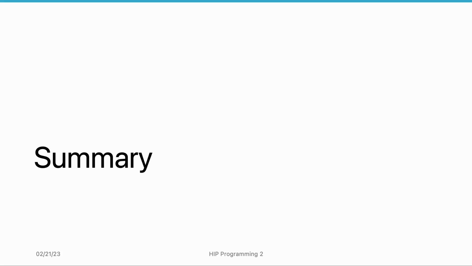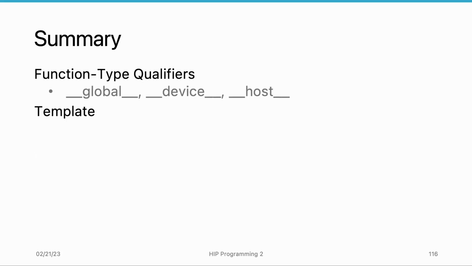In this video, we summarize the heap programming 2 unit. In this section, we covered several topics related to heap programming. Firstly, we discussed the function type qualifiers and the template feature in heap, and we learned how to use them in a heap program. Secondly, we explored the implementation of struct in heap with a practical example.